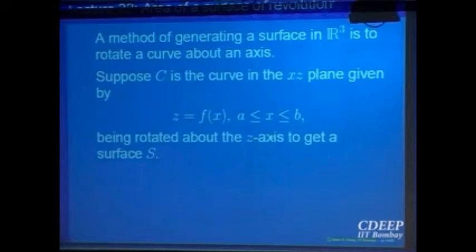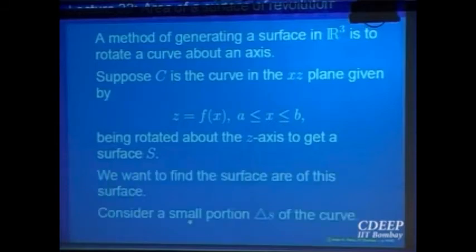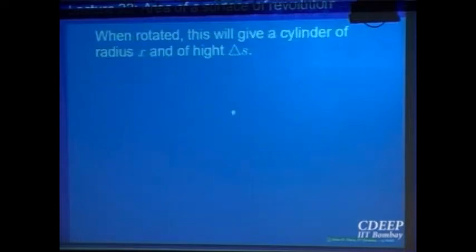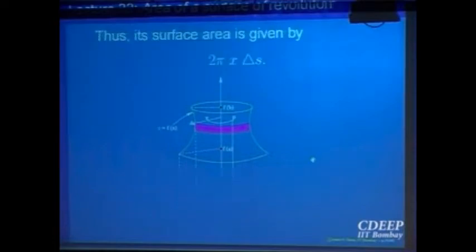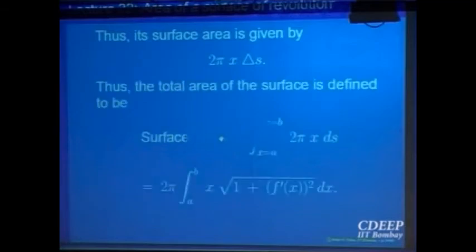The idea was to take a small piece of that curve and rotate it, right? That gives you a cylinder of thickness ds. The distance is x, so the radius is x, so 2 pi x, right? So write down that expression. This is the small portion rotated, and that gives you 2 pi x delta s. Delta s is a small portion of the curve which is being rotated. That gives you a cylinder.